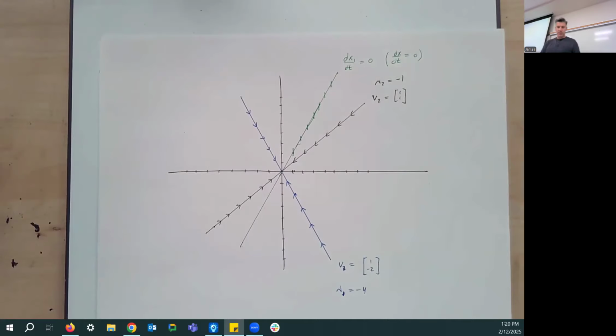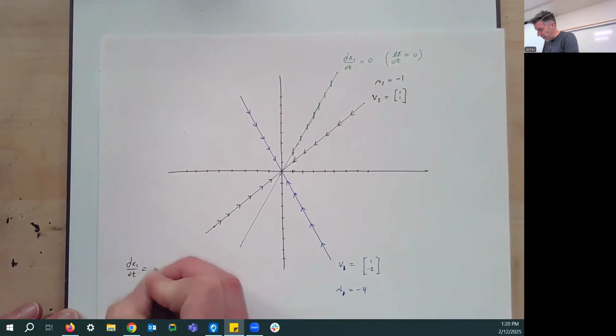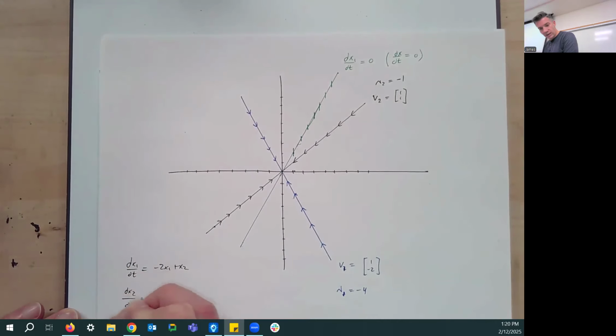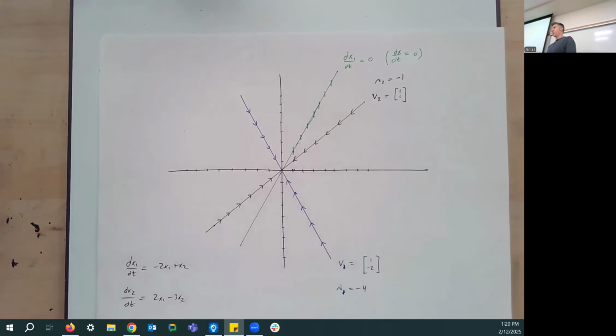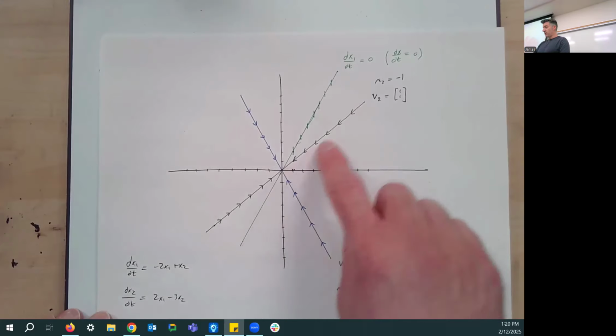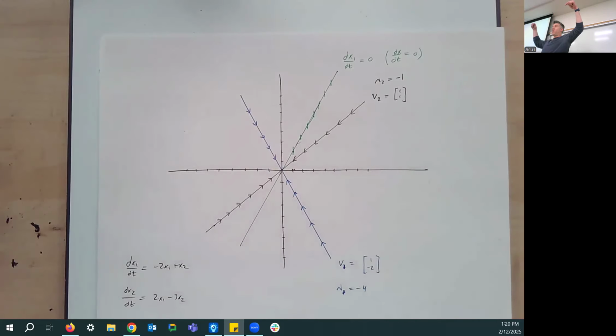Question. And actually, let me write my differential equations over again. So we have dx1/dt equal to negative 2x1 plus x2, and dx2/dt equal to 2x1 minus 3x2. Over here in quadrant 1, do we think these arrows are going to point upwards or downwards? Well, certainly the things closest to it, the eigenlines, although they're pointing left or right, they're both pointing in a downward direction. So it's probably a good bet that these are also going to point downwards.